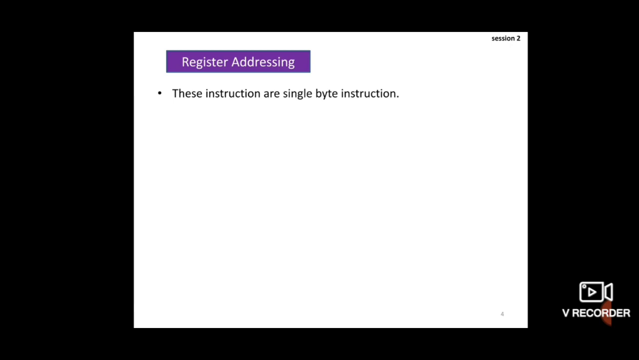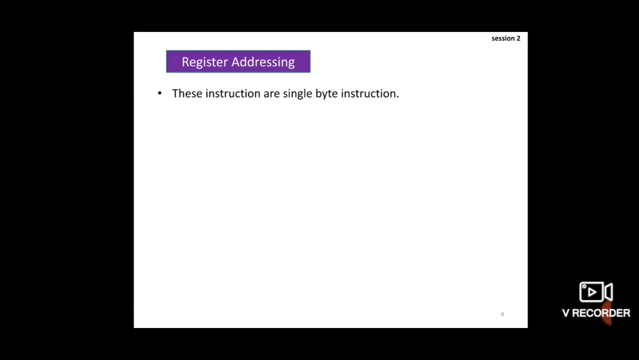Only opcode is there, no data, no address. That instruction is included in the 1-byte instructions. Register addressing means the instructions in which only registers are specified. In this instruction there is no data, no address, only a register. That register may be B, C, D, E, or H, one of them.